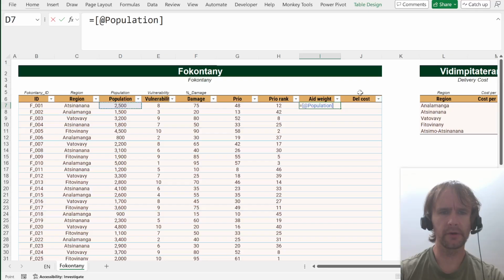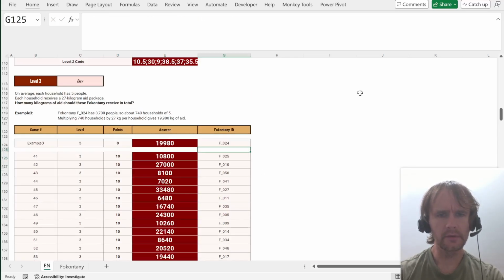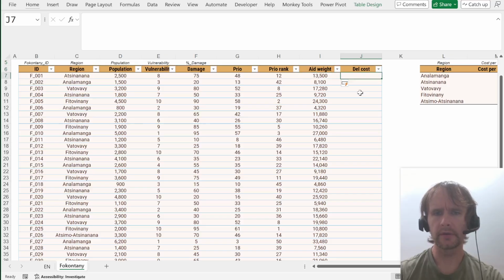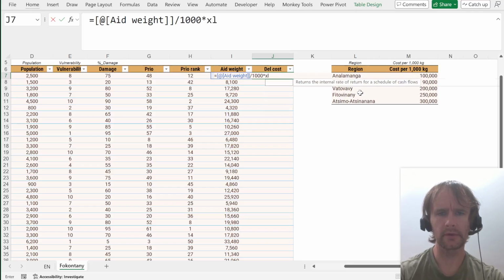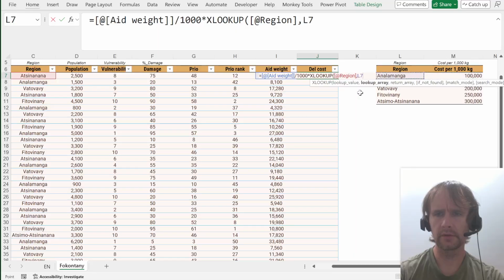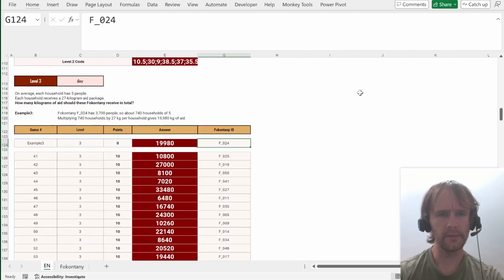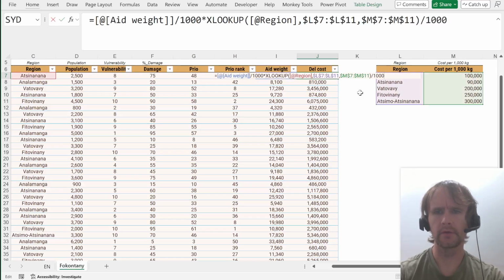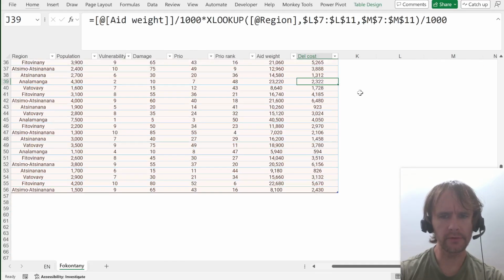So it's the population divided by 5 times 27. And just quickly double check, that's F24 should be 1990. Yep. Then the delivery cost is per 1,000. Okay, so this divided by 1,000 times XLOOKUP. This in here, looking up and returning from here. Should have done a VLOOKUP. Never mind. Okay, so, and in millions. Millions. 553 for F34.